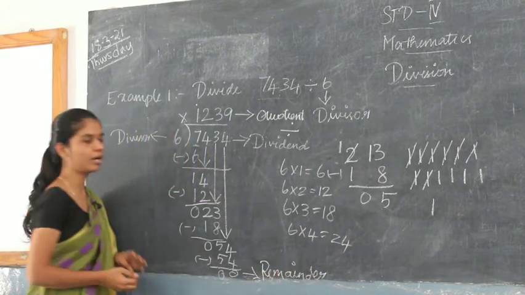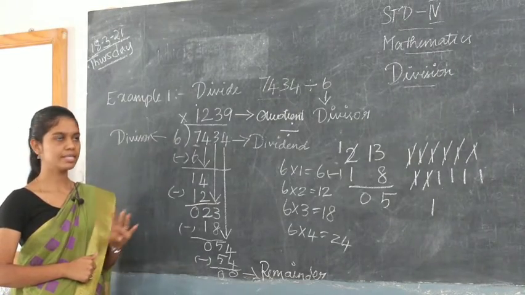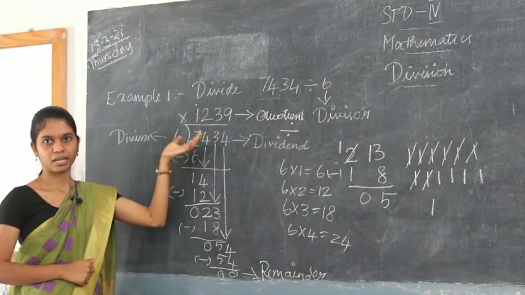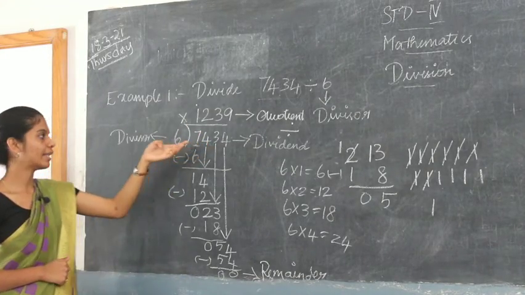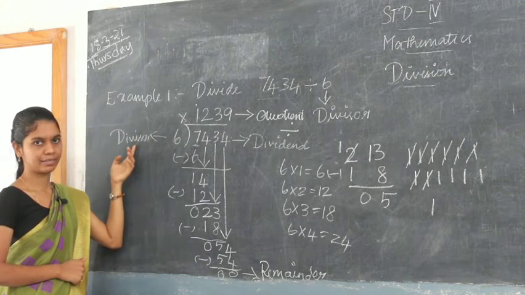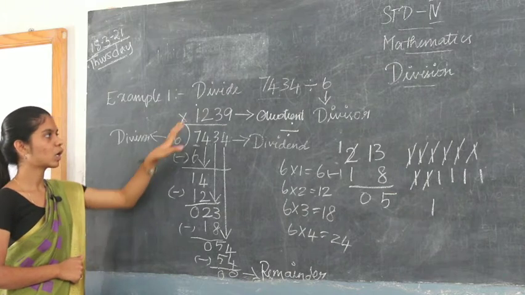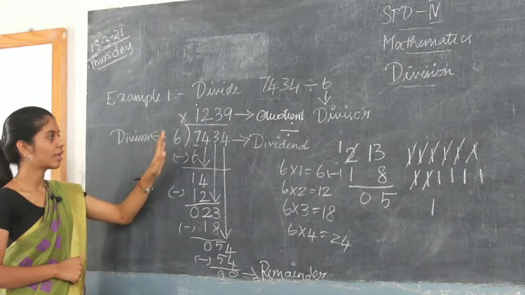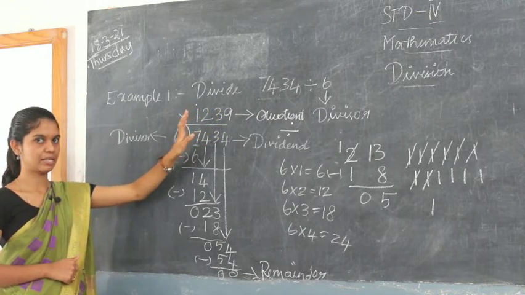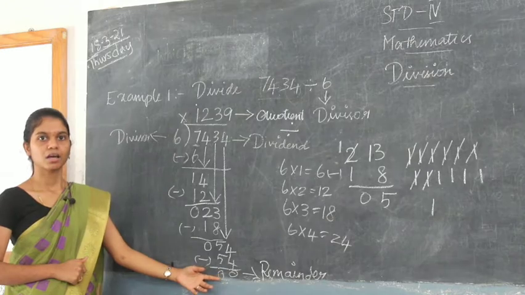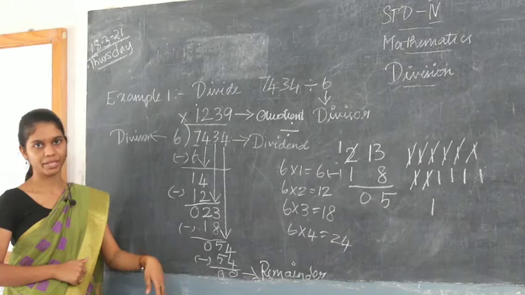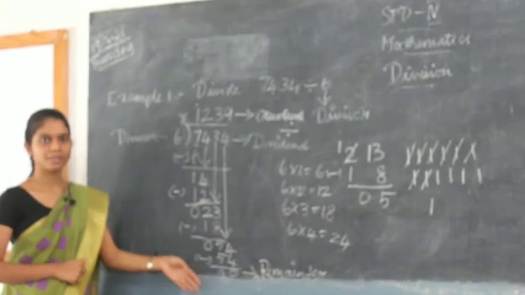Okay. So today you learned 4 terms. First one is dividend. The number which you are going to divide, that is what dividend is. And the number which you are using to divide the dividend is divisor. And the next term is quotient. Quotient is the multiplication number you are using, right? That is what quotient is. And the remainder is the last whatever you get. Okay, 0 you may get, 1 you may get, 2 you may get. So those are all remainders.